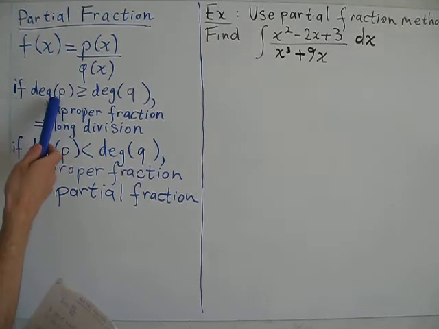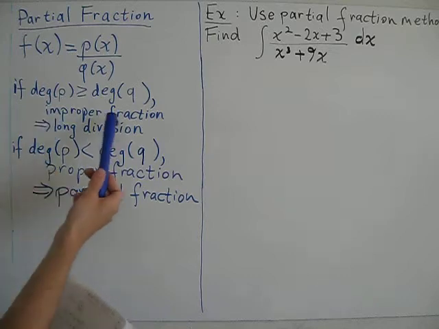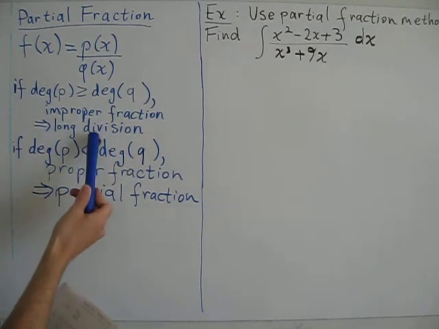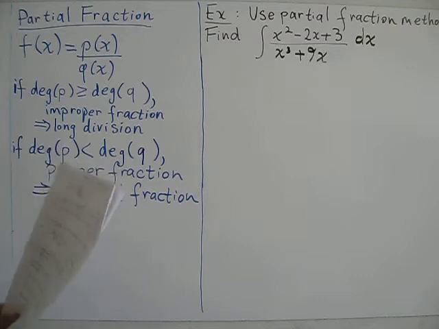If the degree of p is greater than or equal to the degree of q, then we call this an improper fraction, and in this case we use the method of long division. On the other hand, if the degree of p is less than the degree of q, then we call this a proper fraction, and we would use the method of partial fraction expansion to perform the integration.